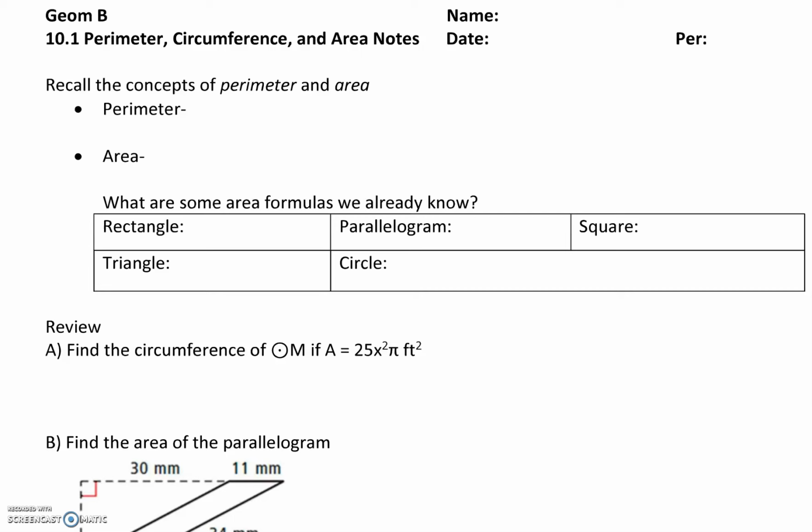All right, so we're going to review finding perimeter and area for some of the shapes that we're already familiar with, and then the rest of these notes will be working on new formulas. But remember, perimeter and area are the same concepts you've probably been talking about for a long time now, right? Perimeter is the distance around a polygon.